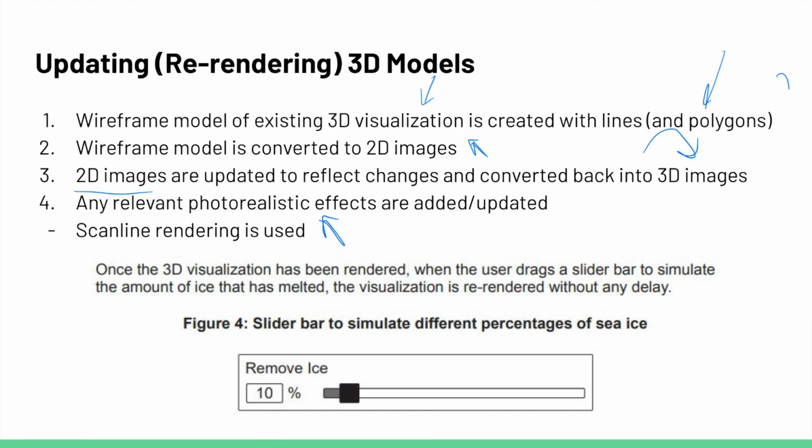And this is something that's going to be done automatically by a computer program, and it's going to use Scanline rendering. And once we convert it back to 3D again, after making the changes in 2D images, we can add any effects. And there's probably going to be a rendering process used again to actually get it displayed on the computer screen.